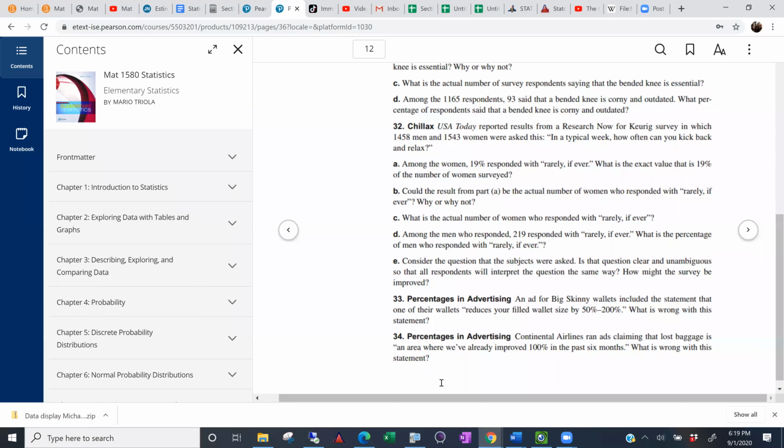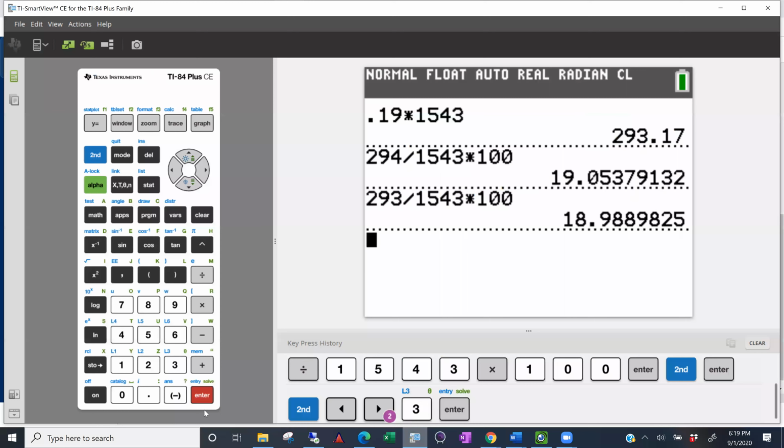Okay, part D. Among the men who responded, 219 responded rarely, if ever. What percentage of the men responded rarely, if ever? So let's take a look at part D. We got 219 out of 1,458. So let's just do that. 219 divided by 1,458.